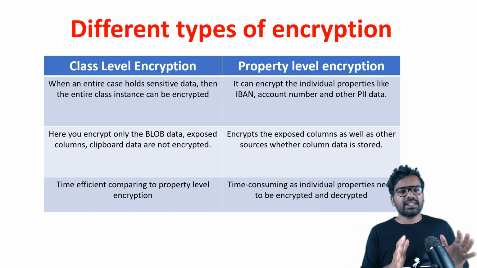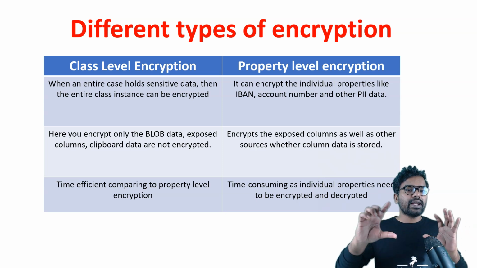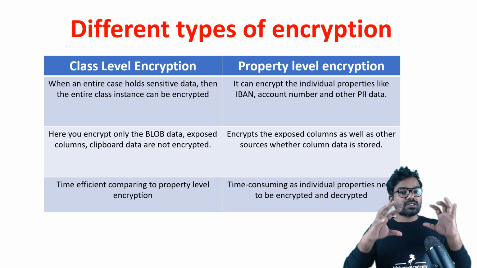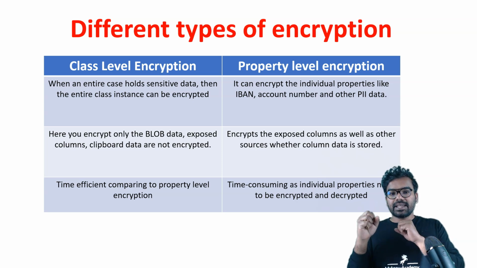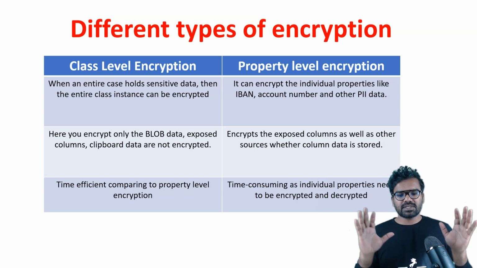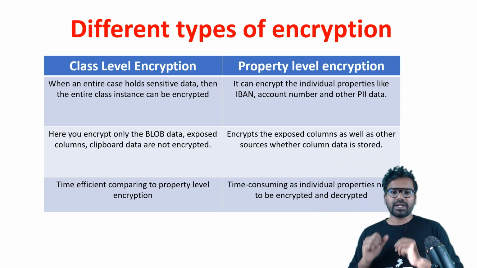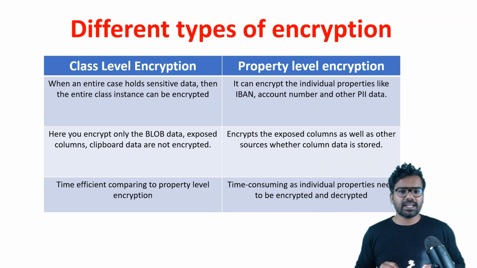But for the class level encryption, it's going to be applied one time, like the blob column, right? So that is going to be encrypted and decrypted. This is on a high level the difference between the class level encryption and property level encryption. Let's see how we can achieve that.